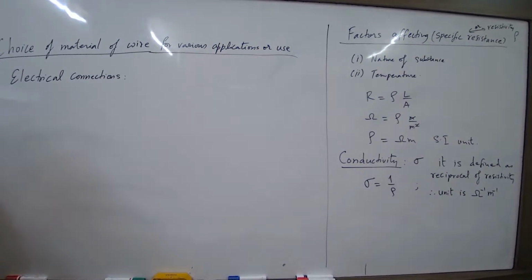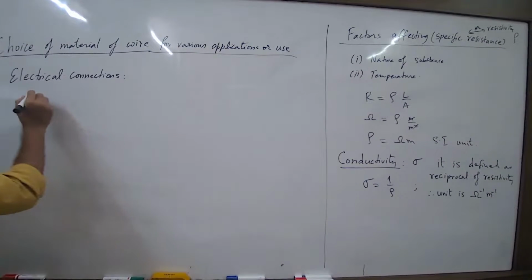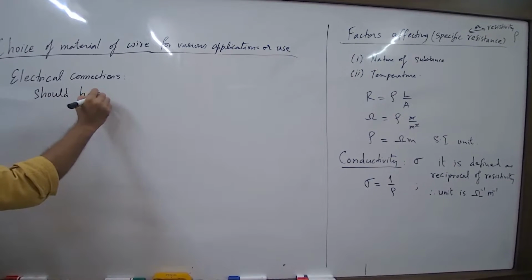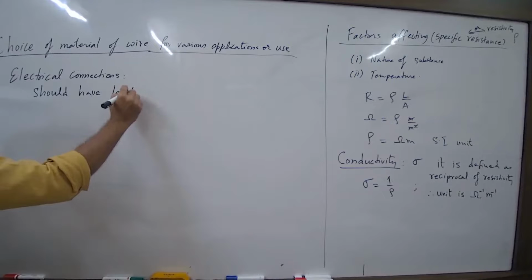A conductor should have low resistance. Low resistance. It should have least resistance.